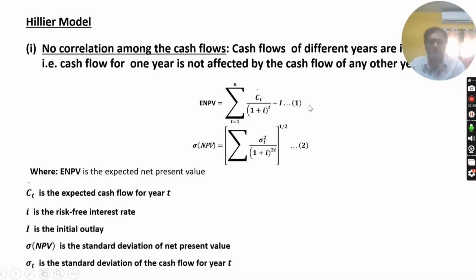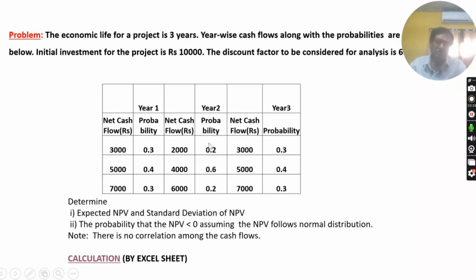How do we determine the expected NPV? This is the formula. I am not going to mention the detail, everything is written here. CT is the expected cash flow for year T, I is the discount rate, I is the investment, all this. This is the formula, and we will discuss through a problem. What is the problem that I am going to discuss? And this is the formula for finding out the risk in the case of non-correlated cash flows in the Hiller model. Now this is the problem by which we will discuss the entire topic.